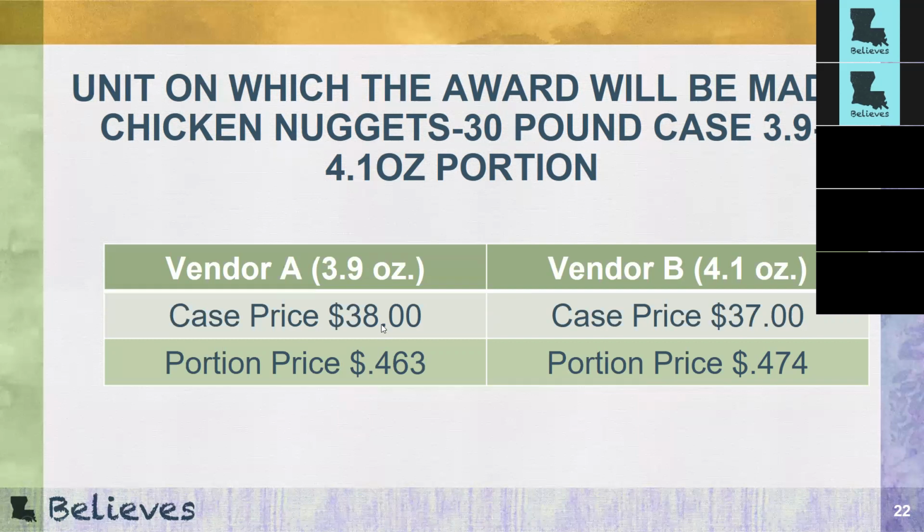So if you see, vendor B has a case price of $37. That's based on a 4.1 ounce portion. So their portion price is 0.474. Vendor A is quoting a 3.9 ounce portion. The case price is $38. So the portion price is actually lower at 0.463. So be careful. You don't want bid protests. And you also want to make sure you get the most bang for your buck.